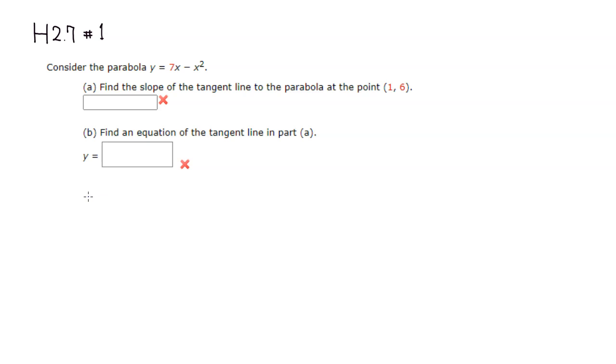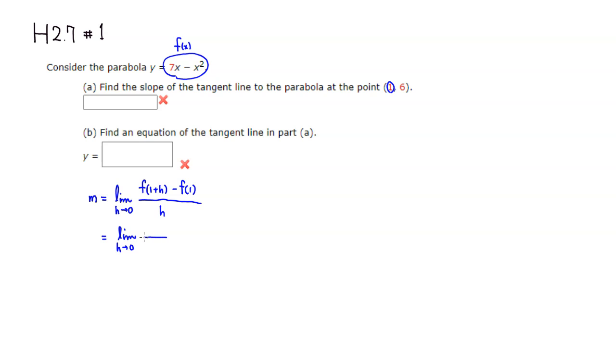The slope m that we're looking for is the limit as h approaches 0 of f of 1 plus h minus f of 1, all over h. Here a is 1, and f of x is the quadratic function right here. Let's just compute this. I'll take care of the limit later.